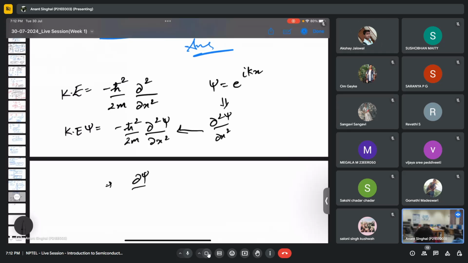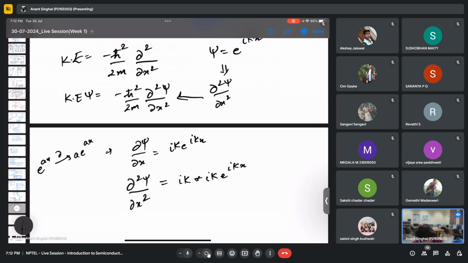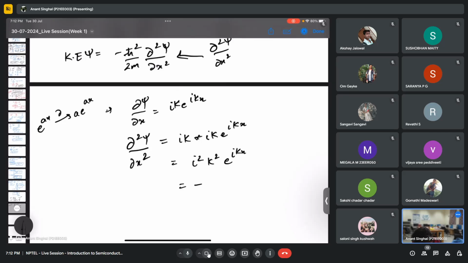So let me do the first differentiation. This will be ik times e raised to ikx, because e raised to ax has a differentiation of a e raised to ax. And then ik remains the same. Then again it is ik and exponential of ikx. So this is what I have written: i square k square e raised to ikx, and i square, iota square, is minus 1. So this is what I have written for the double differential.